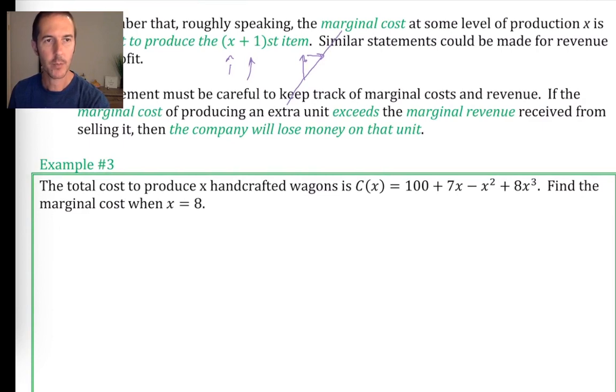I think we've got 2 more examples left. The total cost to produce X handcrafted wagons is this. Find the marginal cost, right? I'm stopping there. In order to find the marginal cost, I need to take the derivative. And then, once I have C prime, which is the marginal cost function, then we'll plug in our X value of 8. I'm going to just tell you what your marginal cost function is, and then if you would like to try to have figured it out on your own, maybe pause the video here, figure out C prime on your own, then push play, and I will write it down for you.